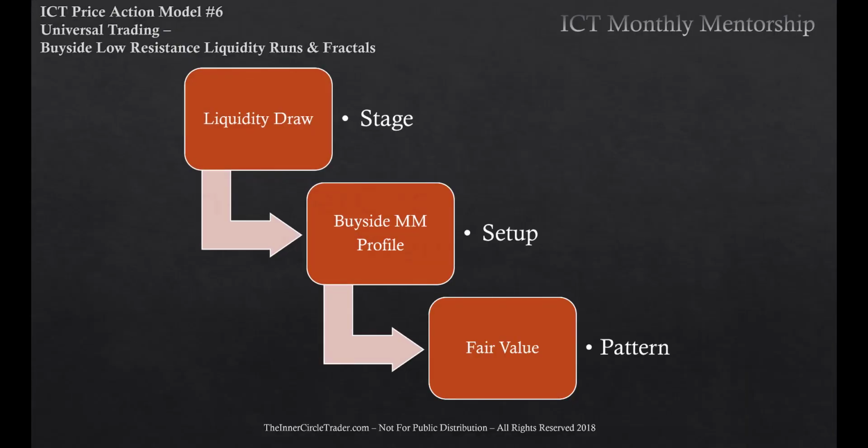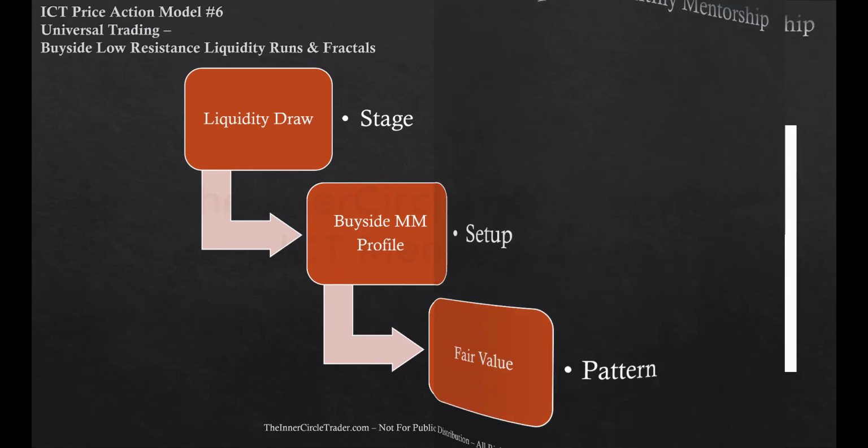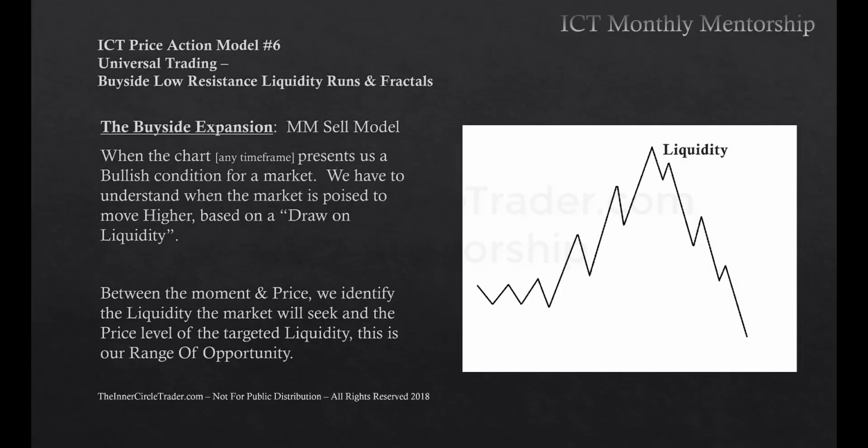Okay, for the stage, we're going to be looking for a liquidity draw. The setup is going to be a buy side of a market maker profile, and the pattern is going to be fair value. Okay, so buy side low resistance liquidity runs with fractals. Okay, the buy side expansion. The market maker sell model, we're going to be focusing on that initially.